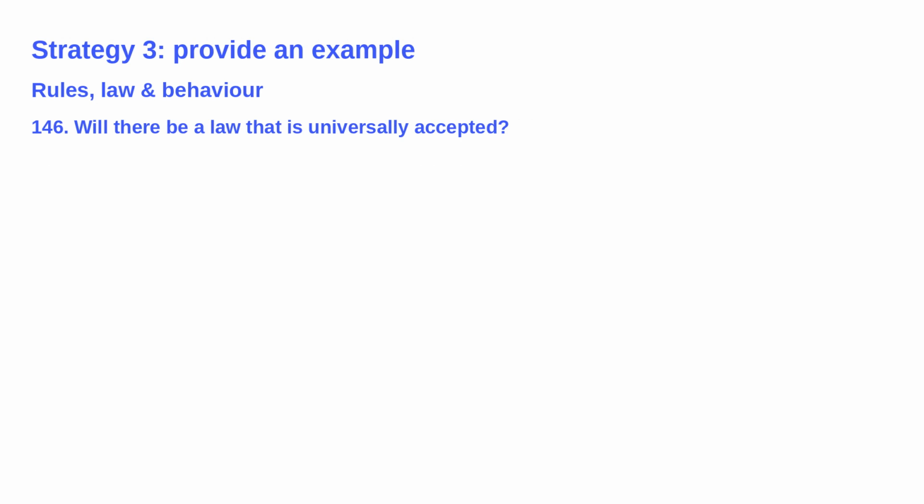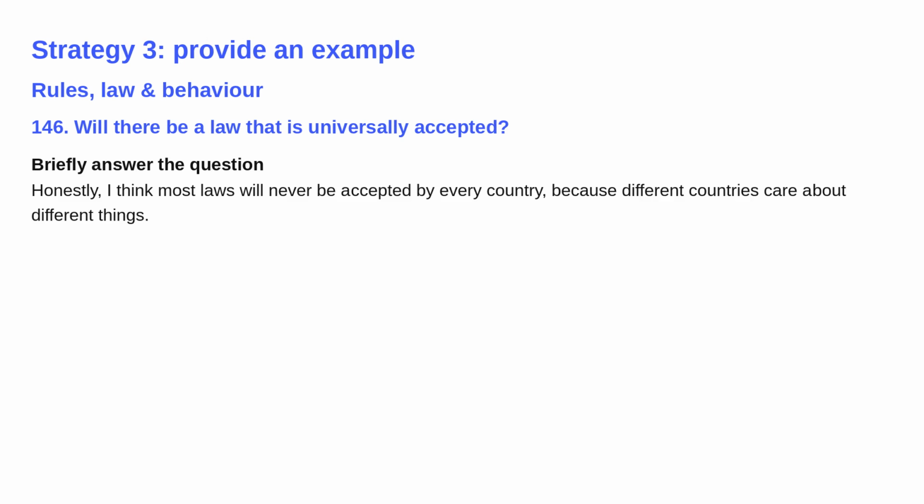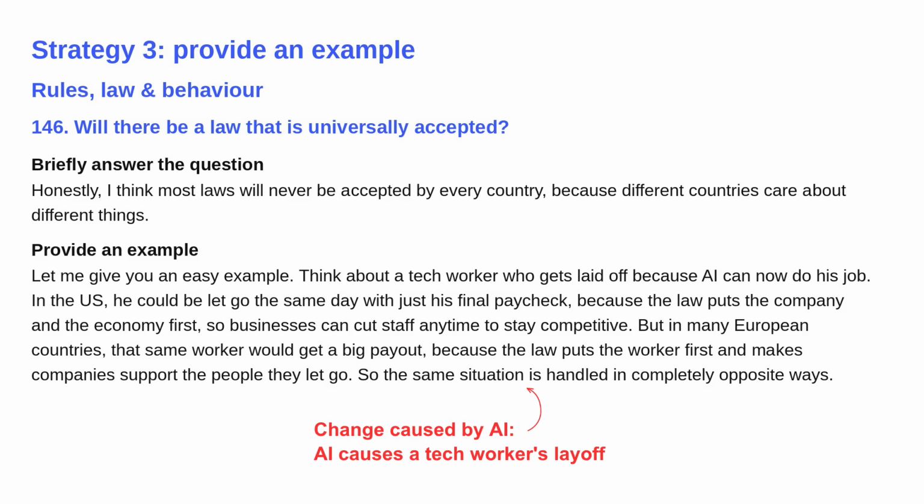Will there be a law that is universally accepted? Honestly, I think most laws will never be accepted by every country because different countries care about different things. Let me give you an easy example. Think about a tech worker who gets laid off because AI can now do his job. In the US, he could be let go the same day with just his final paycheck because the law puts the company and the economy first, so businesses can cut staff anytime to stay competitive.